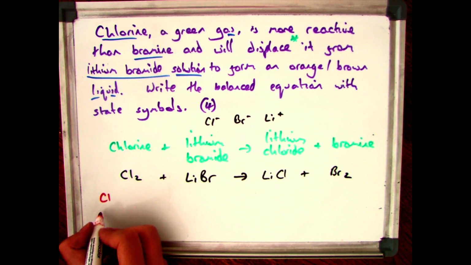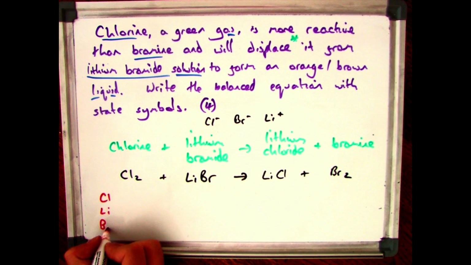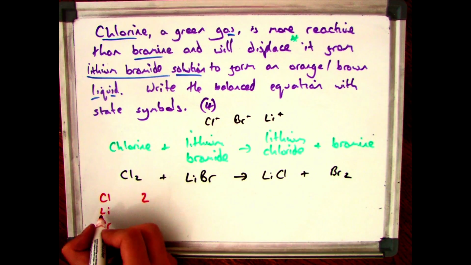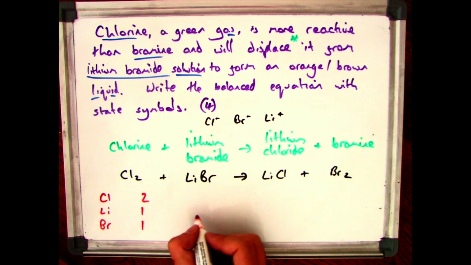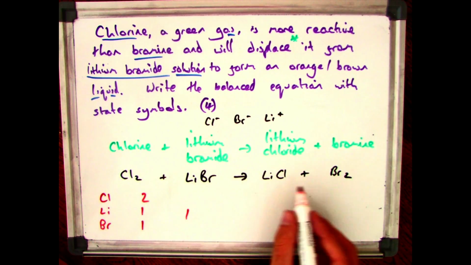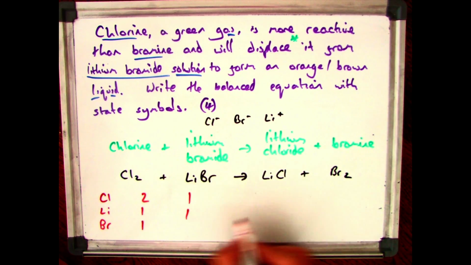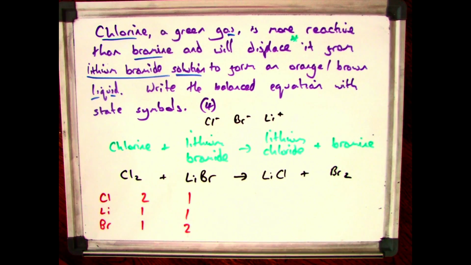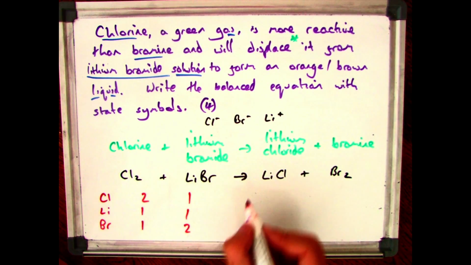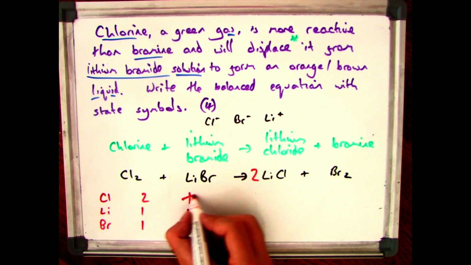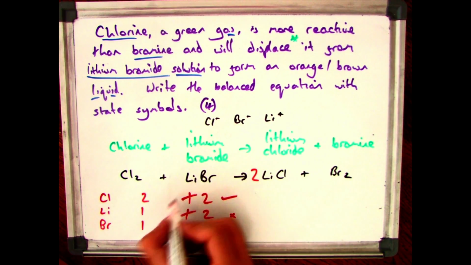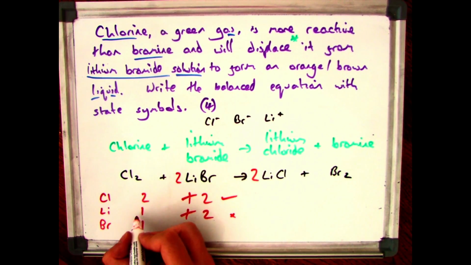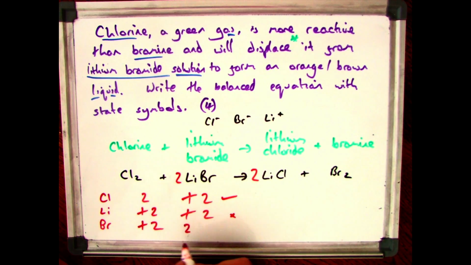All that's left then is to balance it. So if I have a look at the number of chlorines, lithiums and bromines on either side, I have 2 chlorines, 1 lithium and 1 bromine. And on the right hand side I have 1 lithium, 1 chlorine and 2 bromines. And as I showed you in the earlier part of the video, all we need to do is double the LiCl, which gives me 2 chlorines and 2 lithiums on the right, and then double the LiBr. By doing that, I get 2 of everything and it's all balanced.